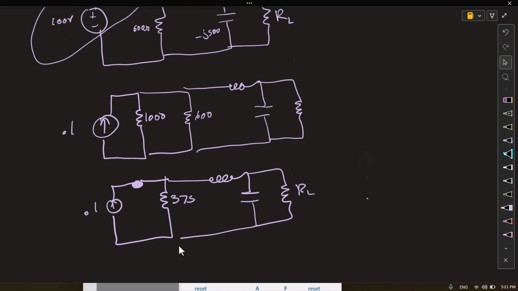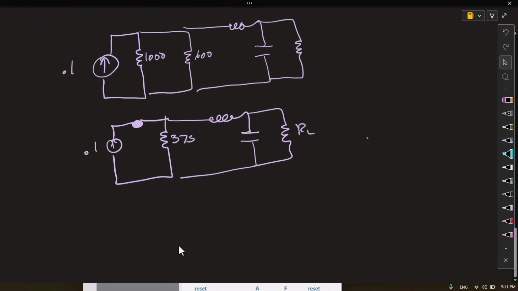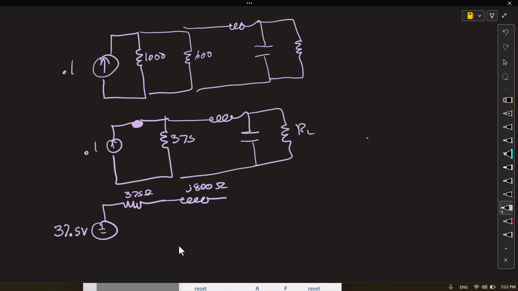And there's RL. Okay, so now if I do a source transformation again, change this back to a voltage source, 0.1 times 375 is 37.5 volts. This is 375 ohms. This is J800 ohms. And this is minus J500. And then here's where we have RL.